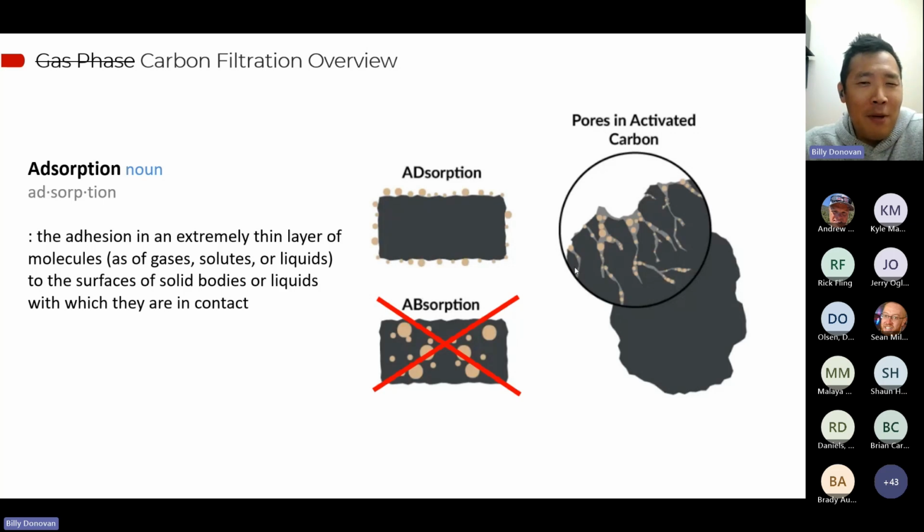Just to give everyone a little bit of perspective, 1 gram of activated carbon has a surface area of approximately 1,000 to 1,500 square meters. So that's like 10,700-ish to 16,200-ish square feet. 4 to 5 grams of activated carbon would have a surface area equivalent to a football field.